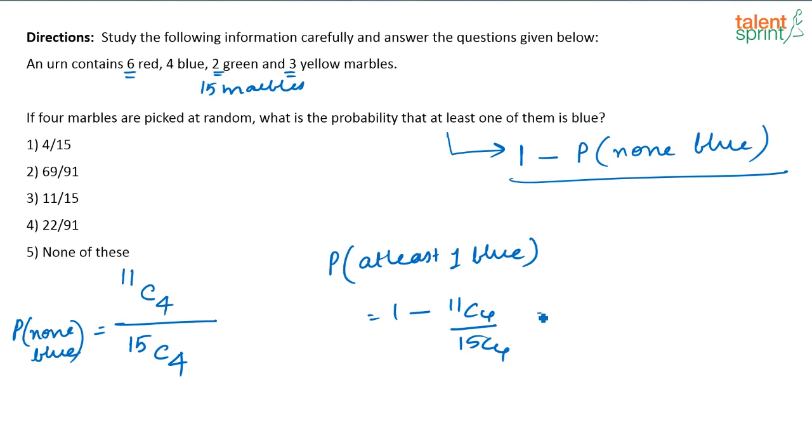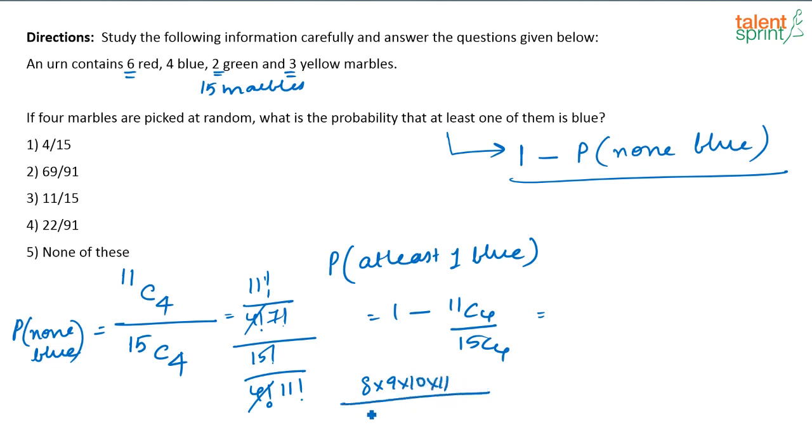So what is 11C4 by 15C4? 11C4 is 11 factorial by 4 factorial into 11 minus 4 factorial, correct? That is 7 factorial. Here you have 15 factorial by 4 factorial into 7 factorial. So this will get cancelled. Then from here also you can cancel out the remaining terms, right? And what will you have? See, 11 factorial by 7 factorial is nothing but 8 into 9 into 10 into 11 divided by, here you will have 12 into 13 into 14 into 15.